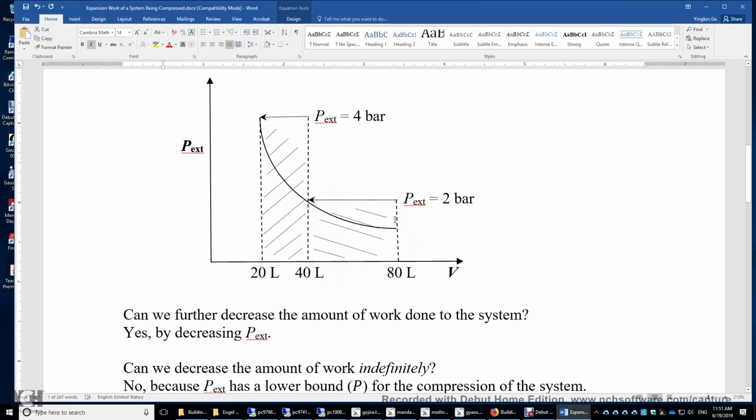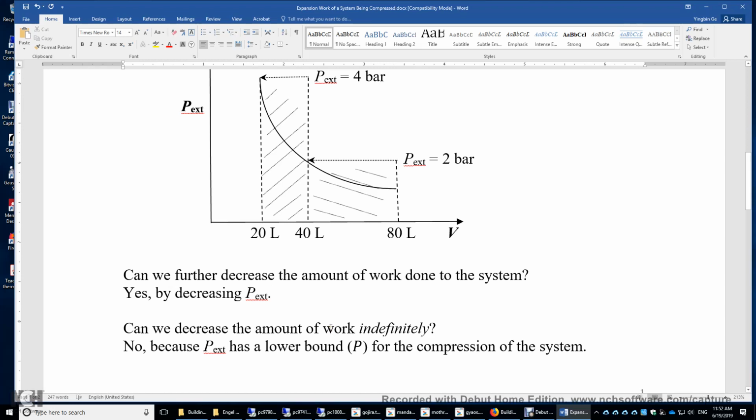So look at this. If we design a 3-step process using 1.5 bars, and then 2 bars, and then 4 bars, actually we can further reduce the amount of work by this much. It looks small, but this is non-zero. The area of this rectangle is actually this side, 2 bars minus 1.5 bars, times this volume change. So again, although small, it's non-zero. So by designing a 3-step process with P external equals 1.5 bars, 2 bars, and then 4 bars, we can further decrease the amount of work done to the system.